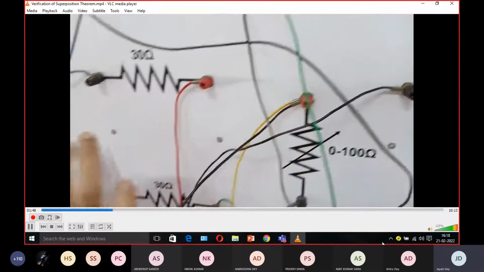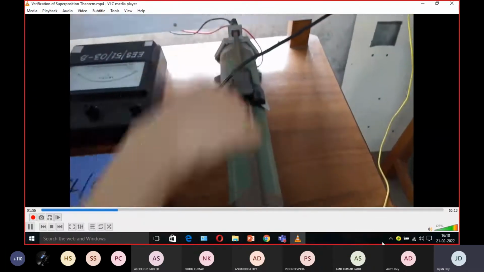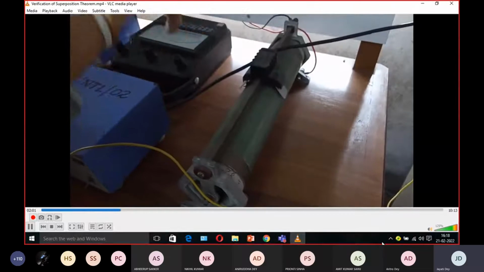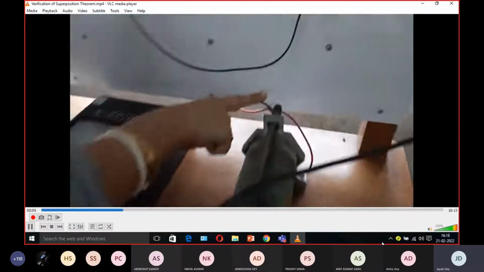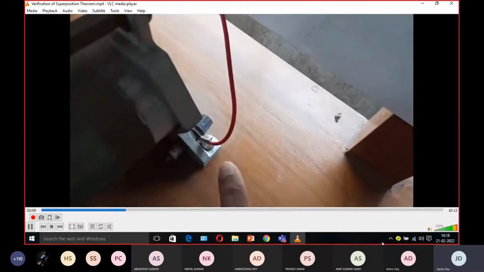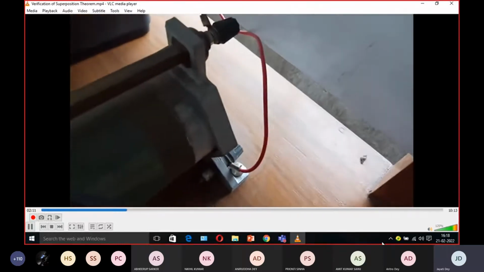So across this B and D, this is the D point, this resistance is connected. This one is the rheostat. Here intentionally one rheostat is kept to show you how the rheostat is being connected. It is the variable terminal, and this is the other fixed terminal.